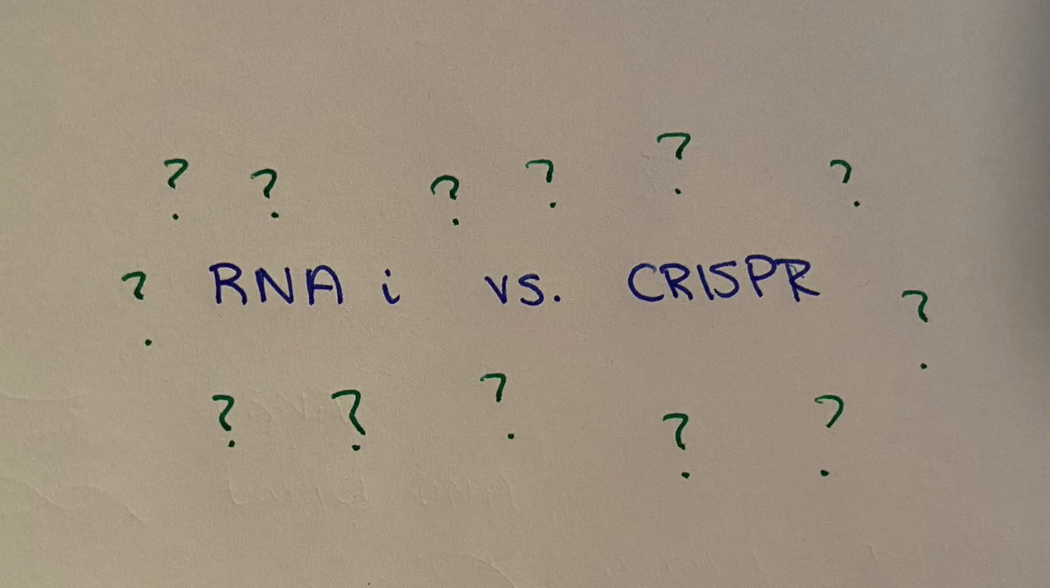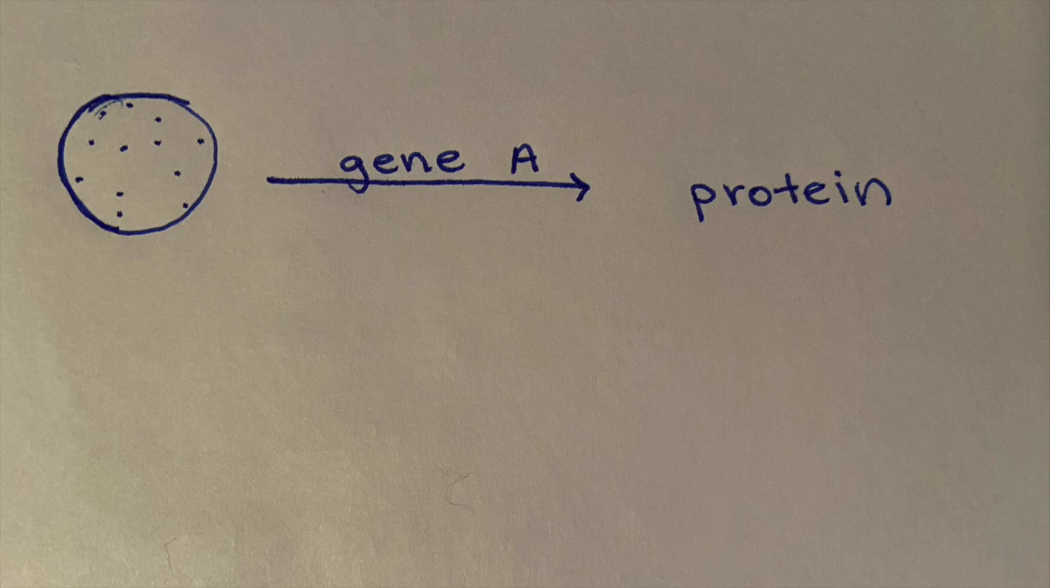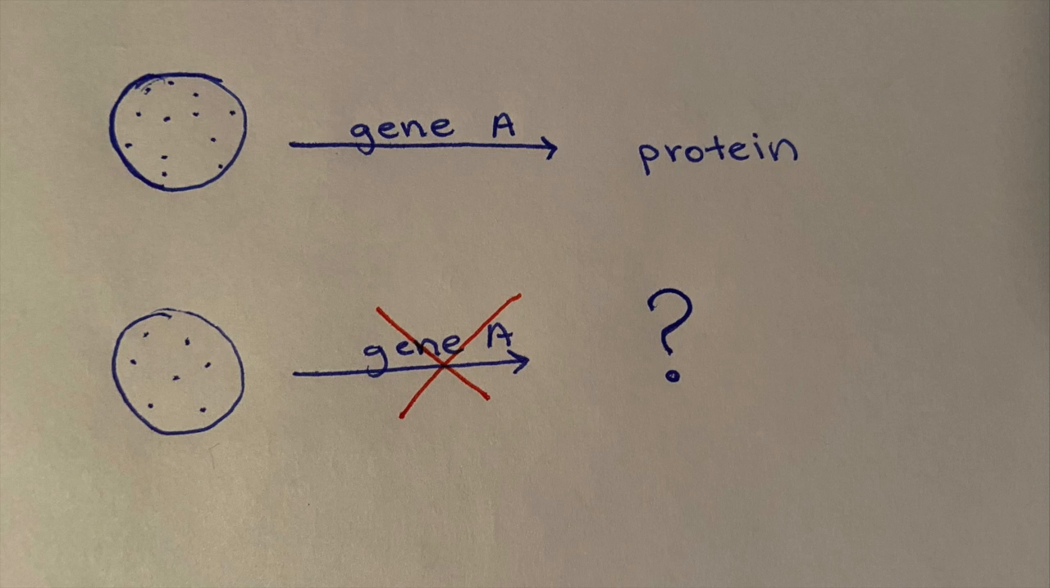My name is Grace Artis, and in this video we'll be comparing the RNAi and CRISPR mechanisms. Let's say we have a eukaryotic cell that produces a protein from gene A, and we want to investigate what happens if we eliminate the expression of this gene. Which approach should we use in order to do this?